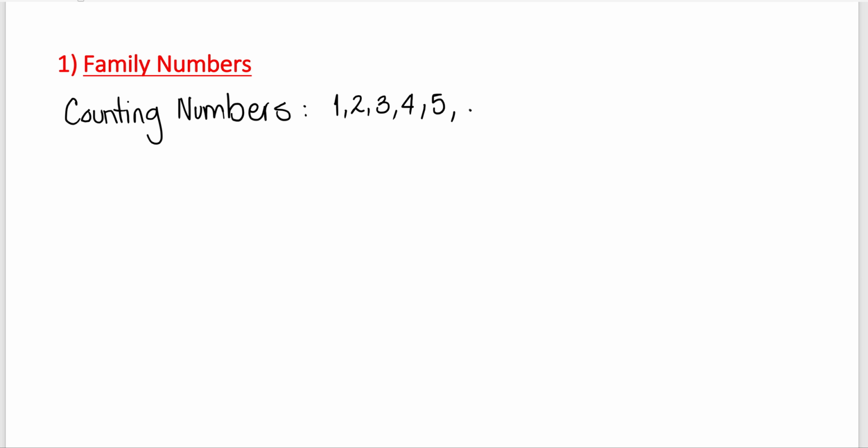So last class, we talked about what counting numbers were. We talked about how counting numbers are the first numbers that you learn. And counting numbers are 1, 2, 3, 4, 5, and so on. Agree? These counting numbers are also called natural numbers, okay? Because it's the first type of numbers that you will learn, natural numbers.